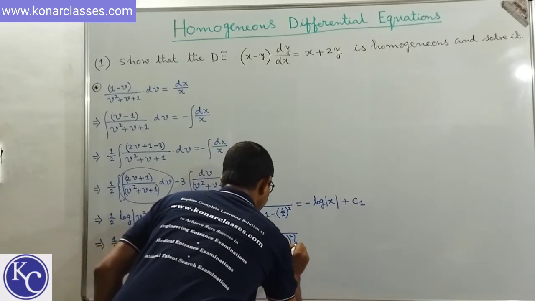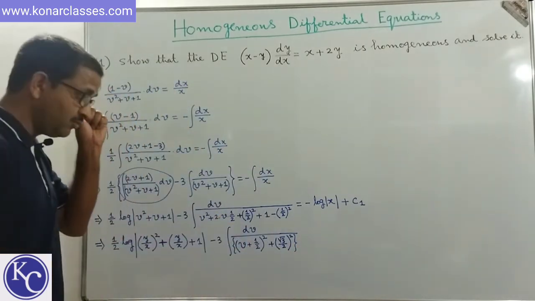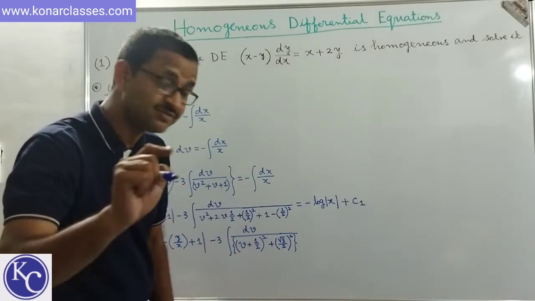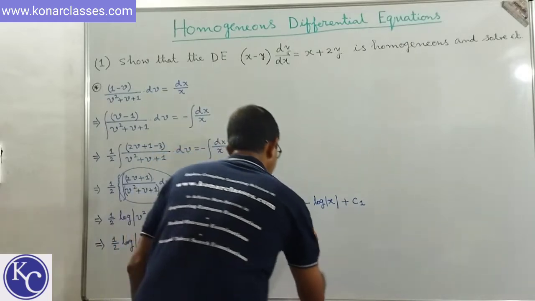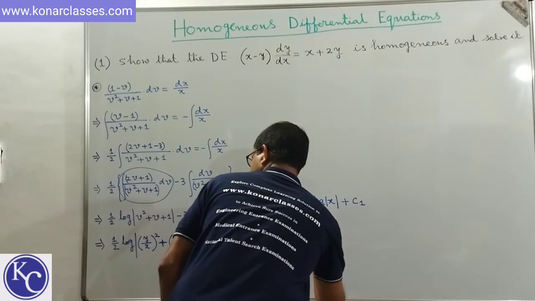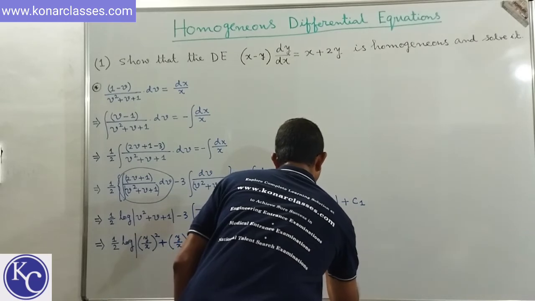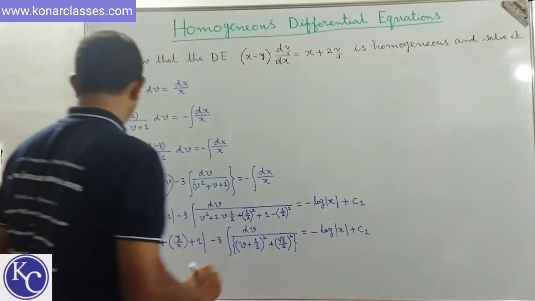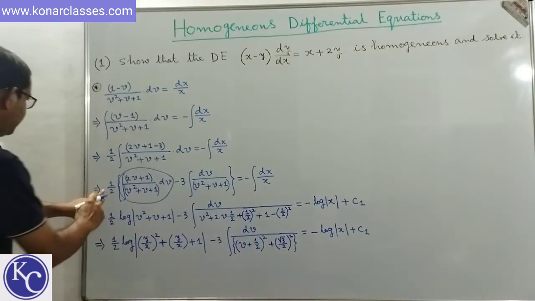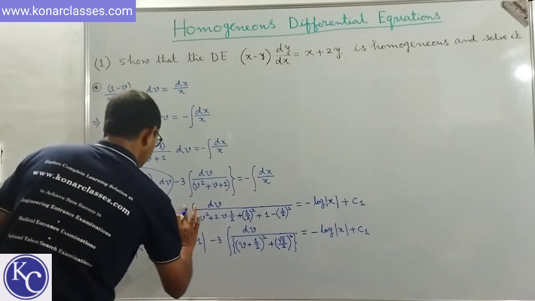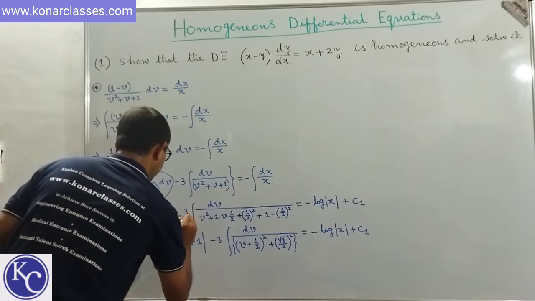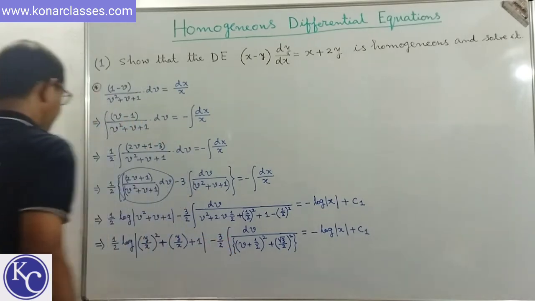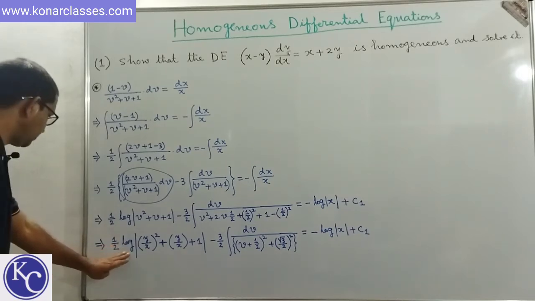If you have any question about why I have written in this way, you need to refer to my integration class, but this gives the form integration dx by x square plus a square. And right hand side whatever is there, minus log of mod x plus c1. Since the entire 1 by 2 was multiplied with the entire thing, here instead of 3 it should be minus 3 by 2, and here also the same thing. Correct?